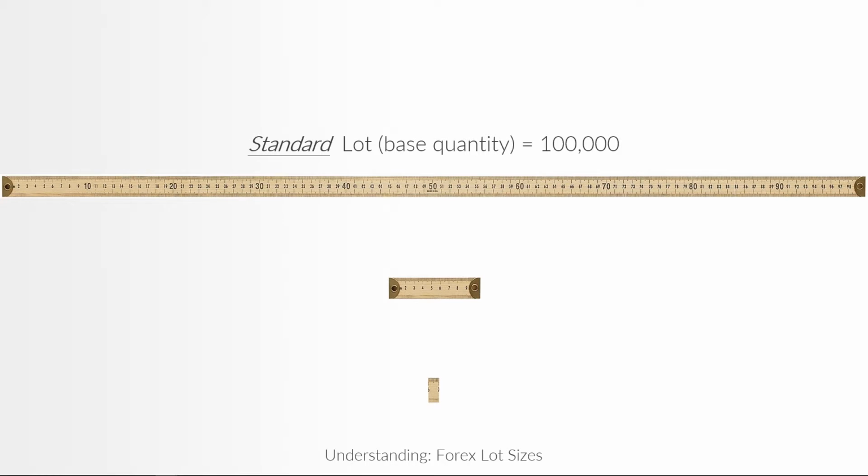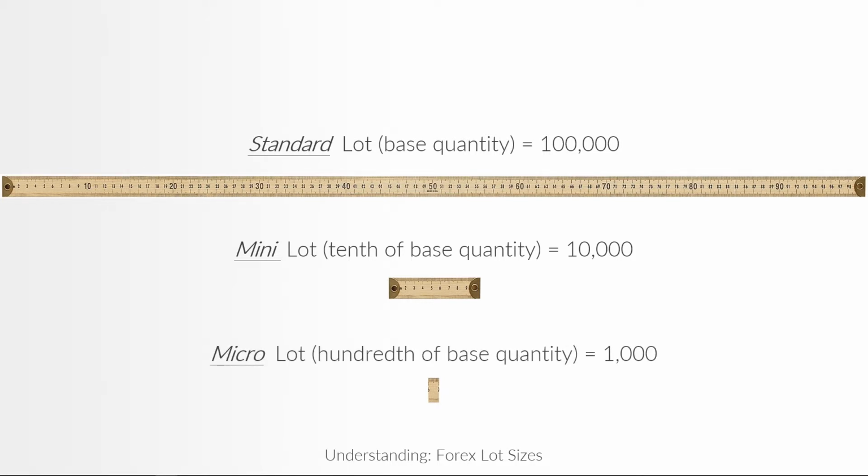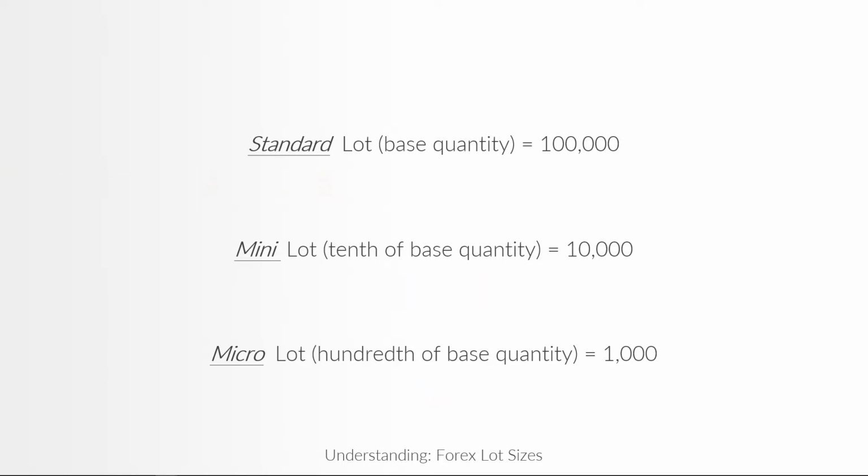What we do is we have a base quantity, which is known as a standard lot of 100,000. In addition to that, we have mini lots, 1/10 of the base quantity, being 10,000. And then we have a micro lot, being 1/100th of the base quantity, or 1,000. Okay? Really, really simple stuff. Standard, mini, micro, base, 1/10, 1/100th. Okay? Now, what does that actually mean in terms of trading?